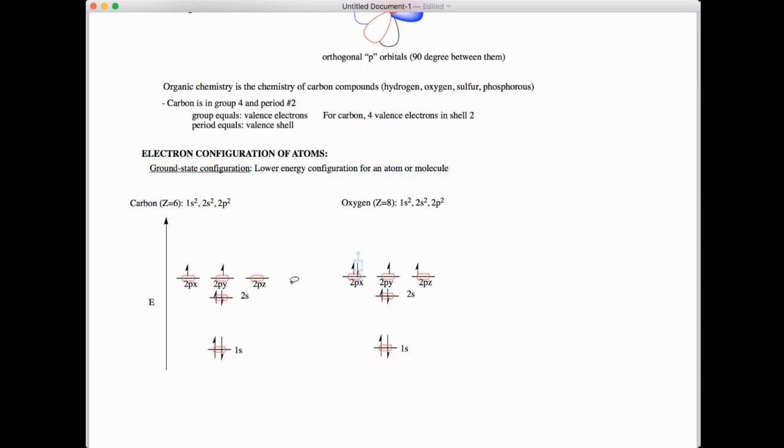So that, guys, would be 2p4 for oxygen? 2s2, 2p4. Oh, it's just written down wrong. Yeah.